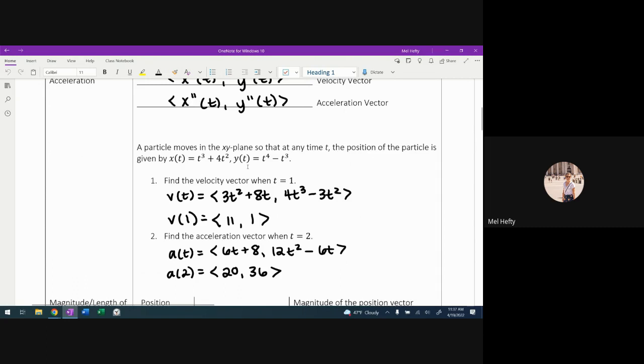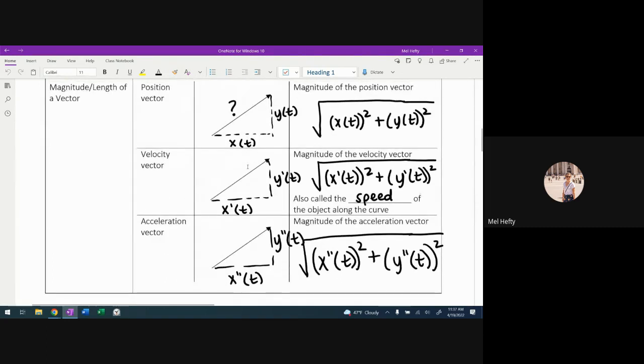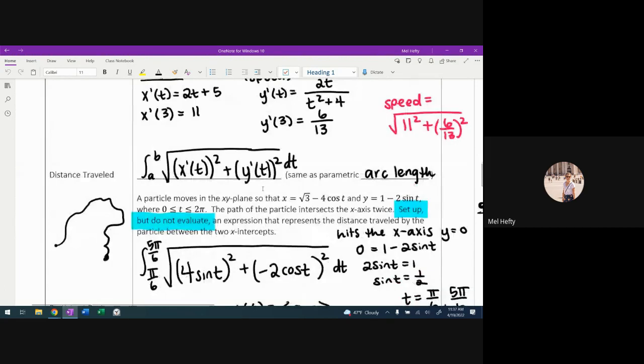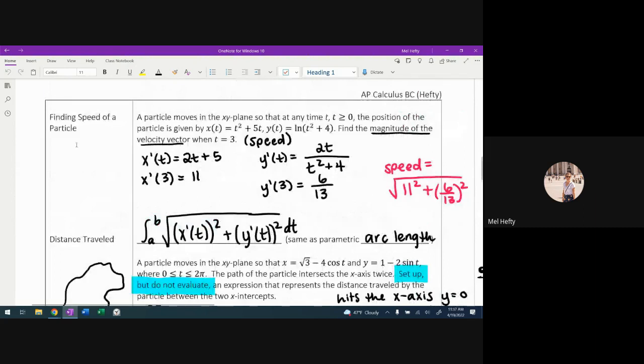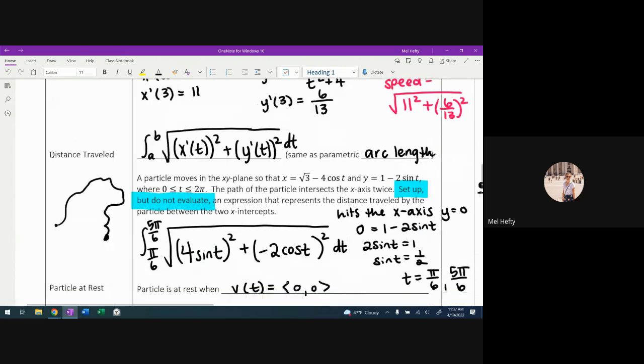The big learn on this first page was from that magnitude of the velocity vector, aka speed. We take both of those components, plug in our number, square them, add them, square root them, because it's Pythagorean theorem. So if you are looking at the very first question, part A, asks to find the speed of the particle at t equals 3, it'll look a lot like this top one, except I already took the derivatives for you.